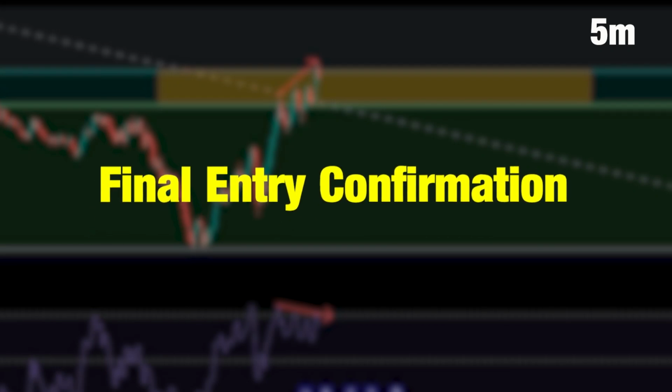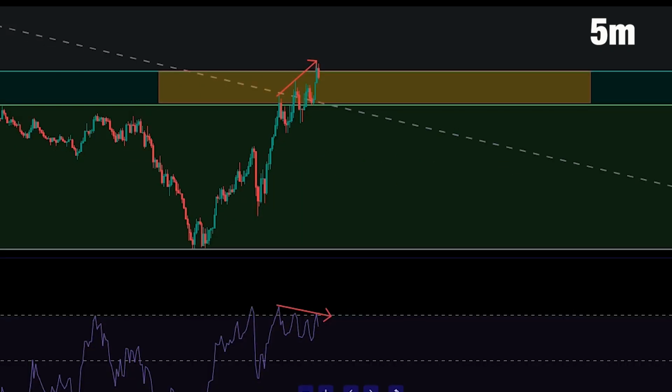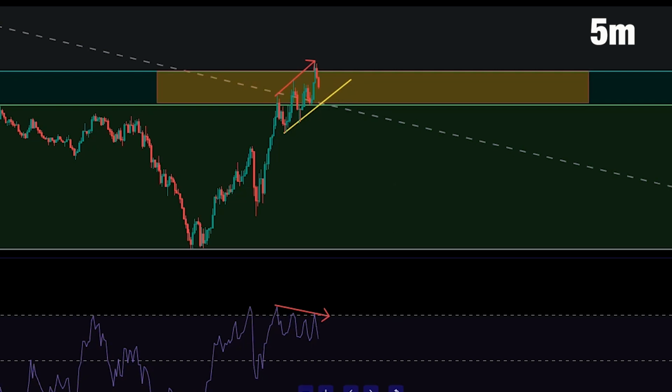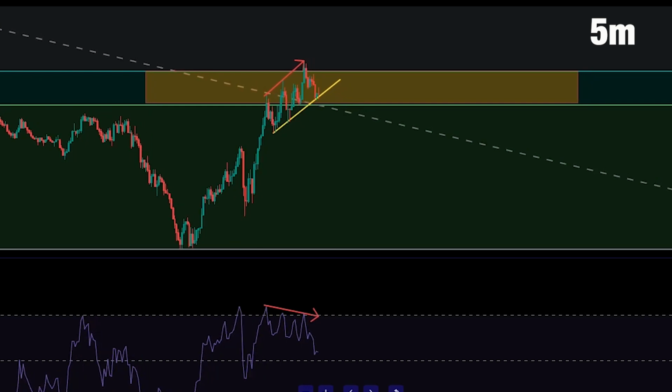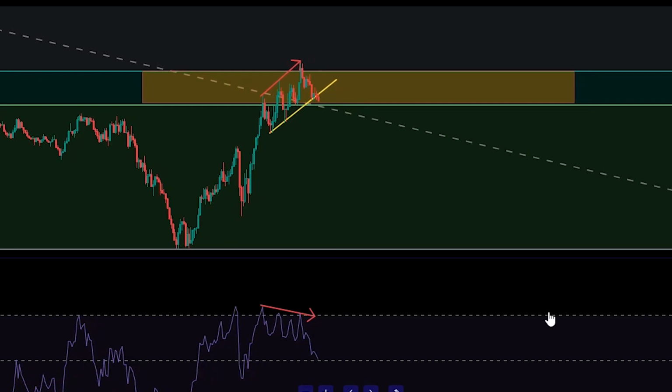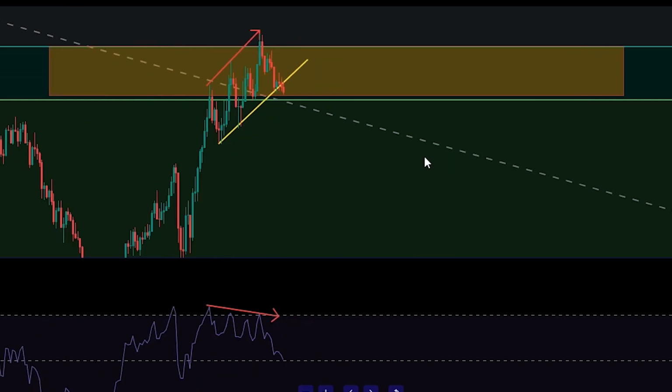Final entry confirmation. Once we are sure about the divergence, we draw the trend line of the most recent lows. As you can see, drawing this trend line is very important, so make sure we draw the last trend line at this level, not the previous ones. After the trend line breaks, we can either enter the position with the breakout candle or wait for the price to pull back to the broken trend line and then enter.